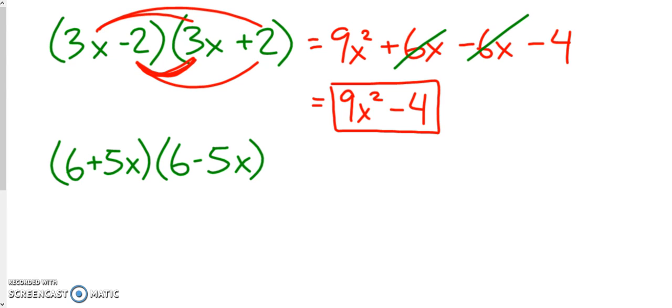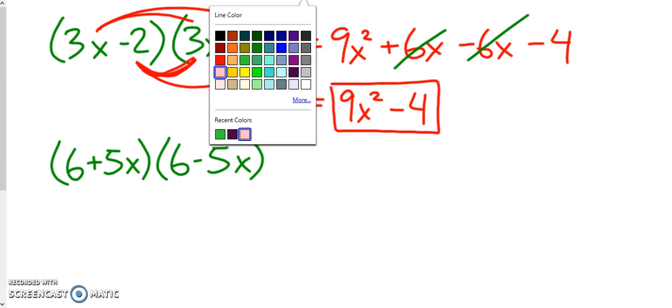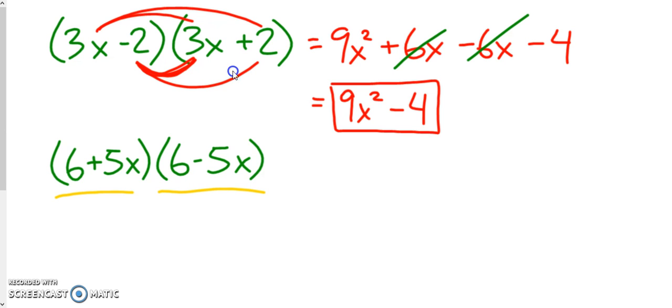Now look at this one. Again, same sort of thing. See if I can pick a better color here. So this and this are practically the same. The only issue is you've got a plus here and a minus there. So you have opposite sign on each of those. So let's see what happens when we multiply this out.